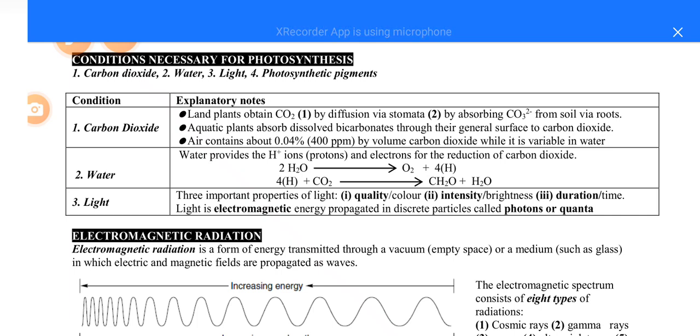Now, I've summarized for you some notes down there. Like we have conditions, then explanatory notes. When we talk about carbon dioxide, land plants obtain carbon dioxide, one, by diffusion via stomata. Then they can also absorb carbon dioxide by absorbing what we call the carbonate ions from soil via the roots. Those are the 2 ways plants can obtain carbon dioxide.